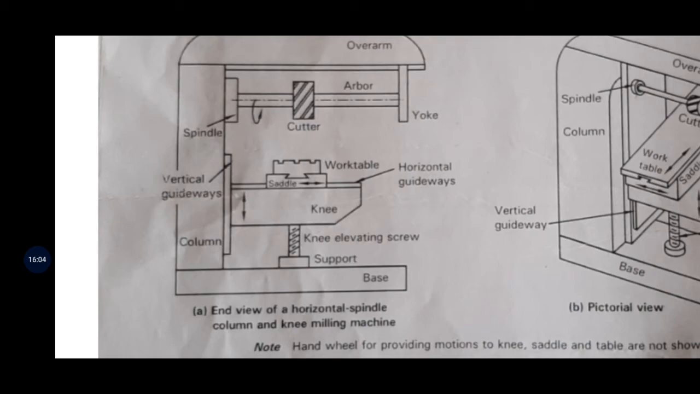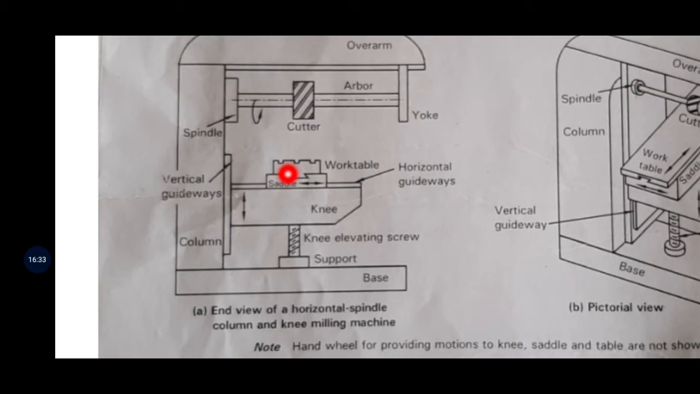Next, the work table. The work table is larger in size and rests on the saddle. The bottom surface of the table has a dovetail slide. You can see the dovetail shape. This dovetail slide fits in the slide on the top surface of the saddle. This arrangement allows the work table to be moved longitudinally, at right angles to the movement of the saddle.